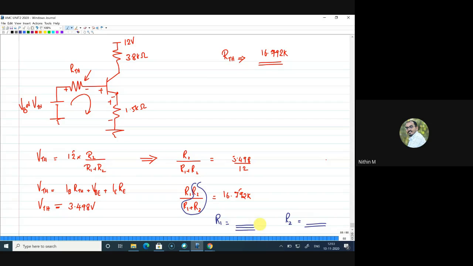If you have doubts in this, please ask. What I have done is I wrote an equation for VTH. From that, I expressed one ratio, R2 by R1 plus R2, as this, and that I'll substitute in the RTH formula, and we'll get first R1 and then R2.